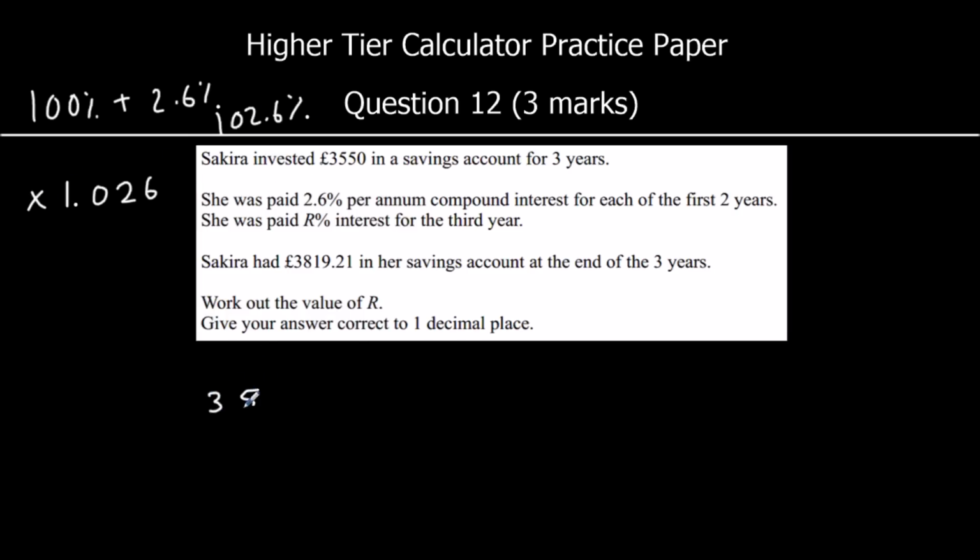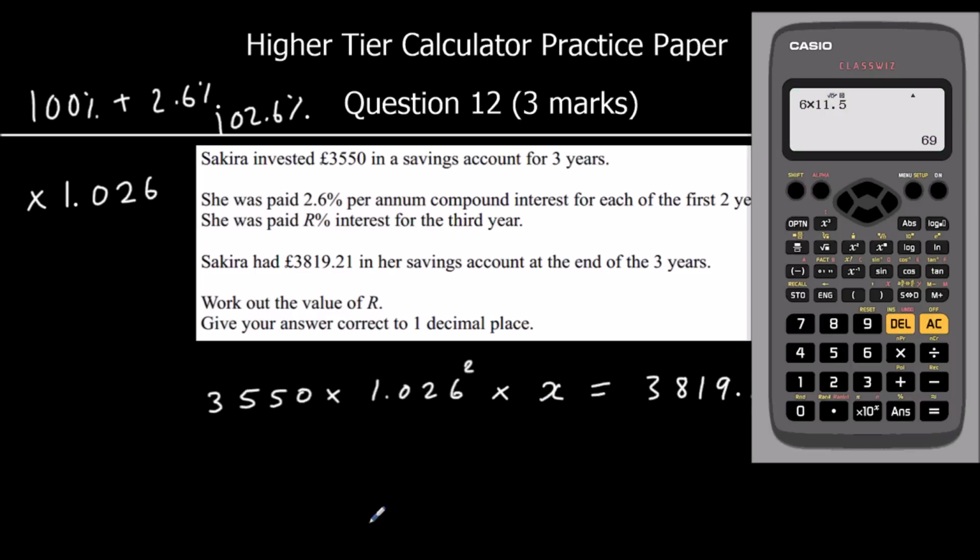So we've got 3,550 to start with. Then we add on 2.6% twice, so for 2 years, so squared. And then we multiply by something in the third year, but we don't know what it is. And that gives us £3,819.21. So we can work out what this multiplier is, and then that will tell us what R is.